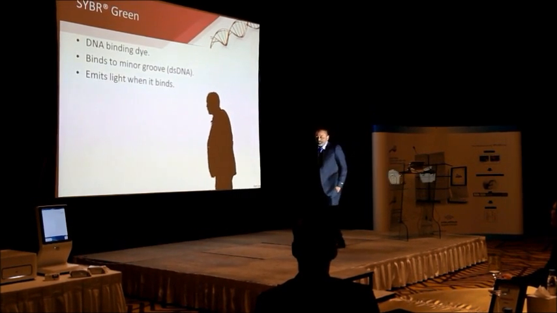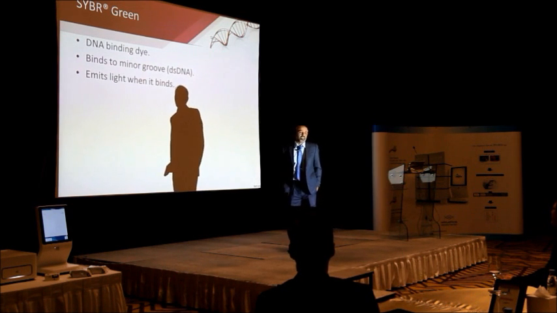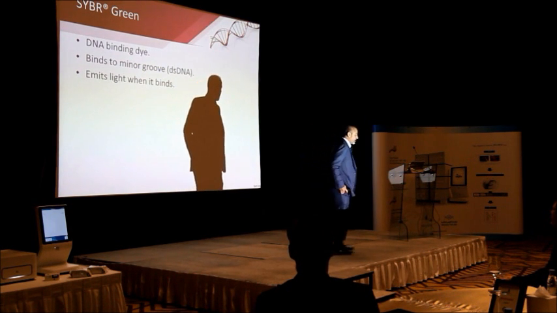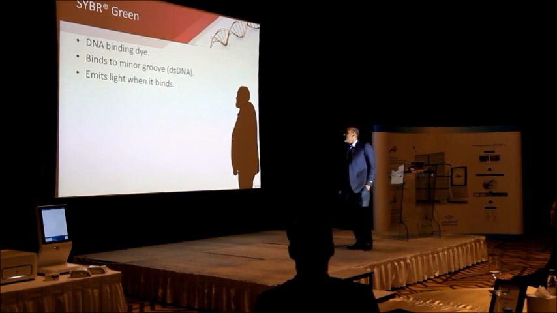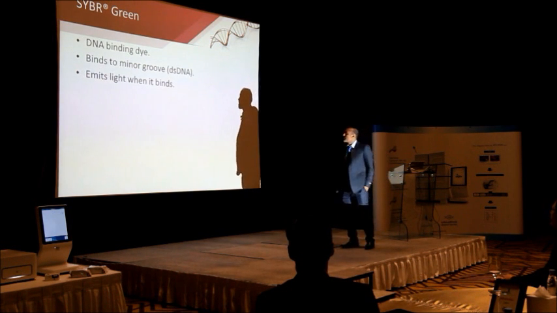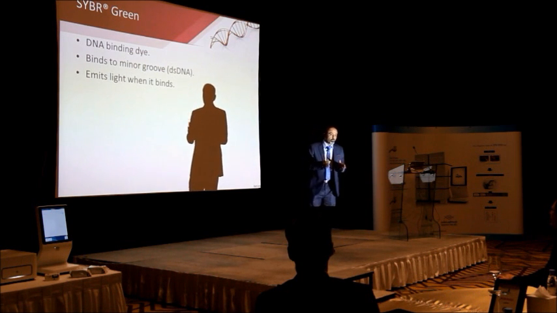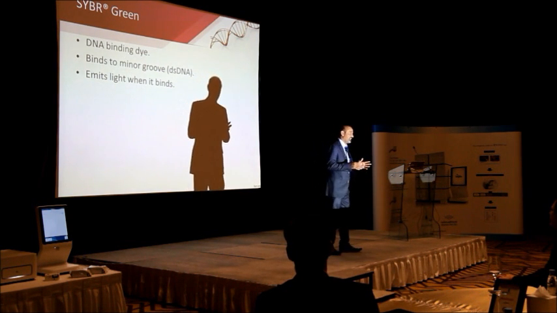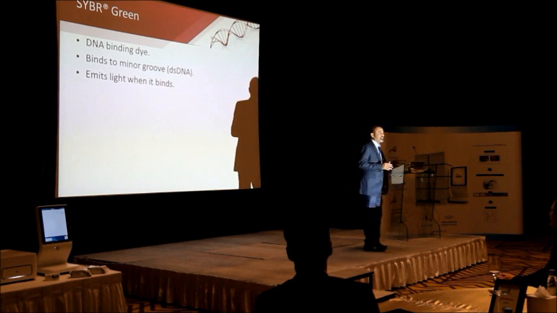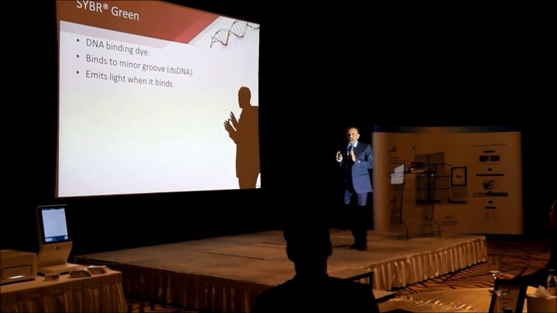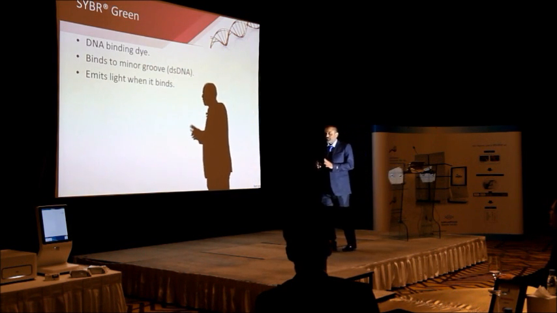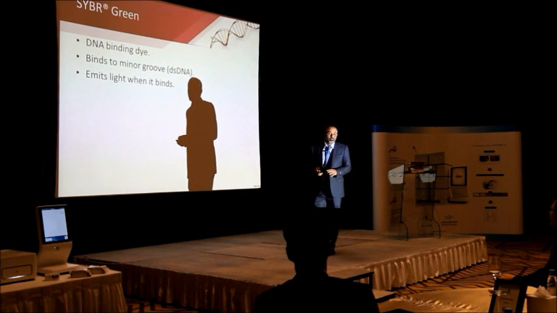We have two types of real-time PCR: SYBR Green and TaqMan. SYBR Green is usually a DNA binding dye, and this dye binds to the groove of the double strand of DNA. But this binding of the dye to the groove of DNA sometimes will not be specific.